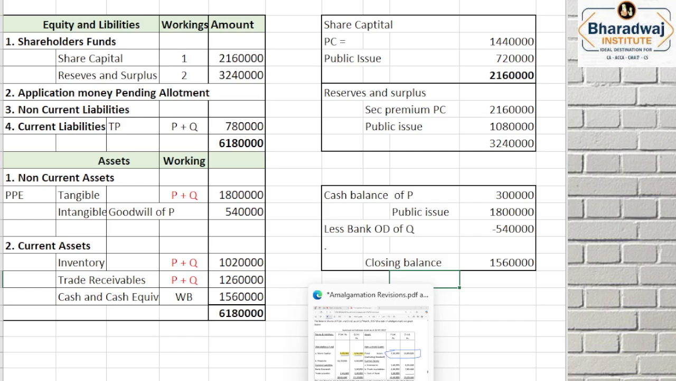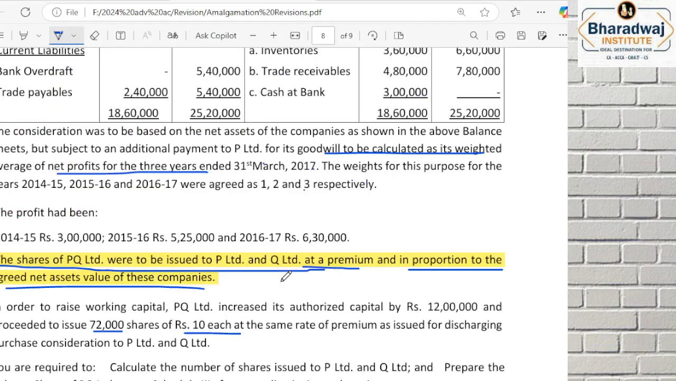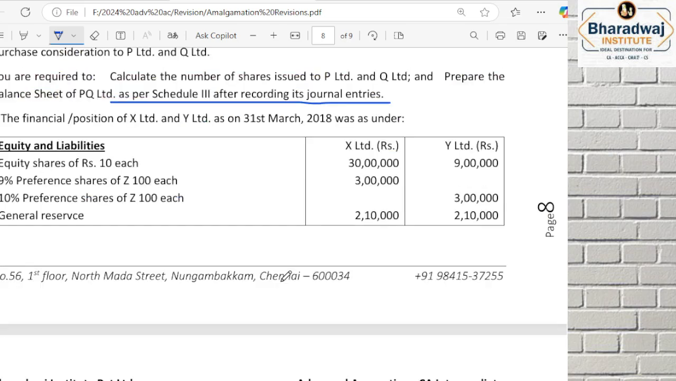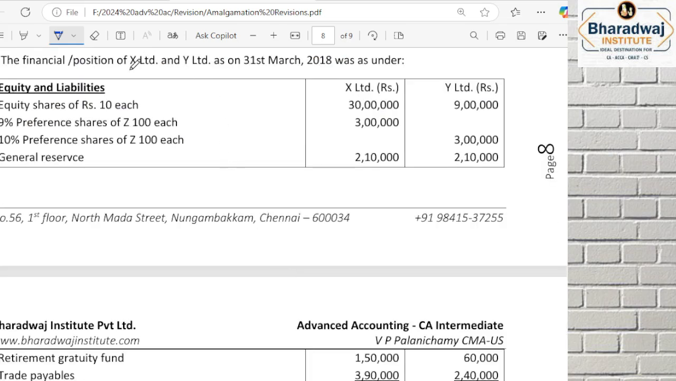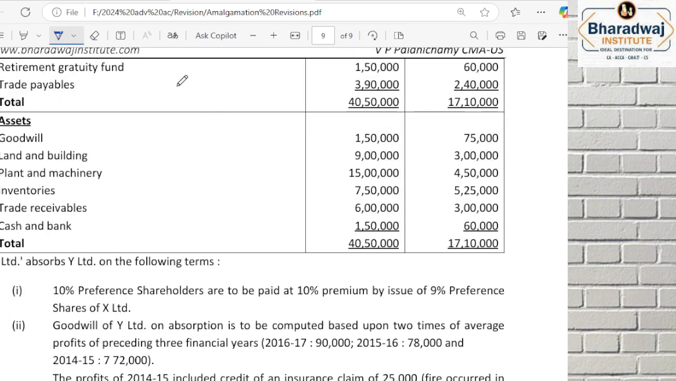Read the next question, please. Have you copied it? Look at the next question. Financial position of X and Y Limited is given as on what date? 31st March 2018 is given. Equity shares are given, preference shares are given, 9% preference shares are given, general reserve is given, retirement gratuity fund, trade payable is given, goodwill and various others are given.